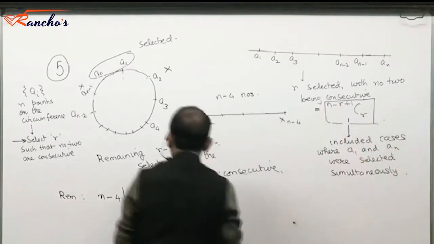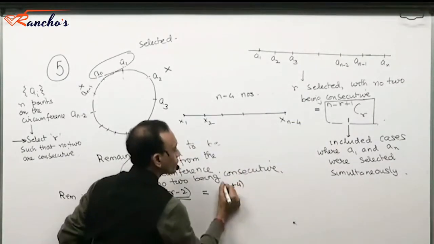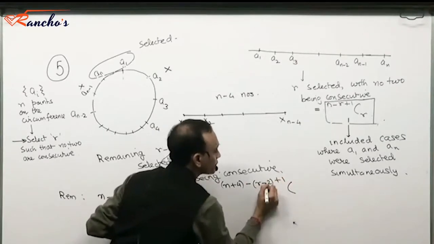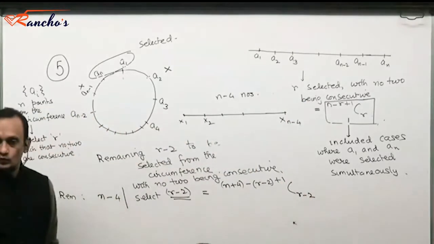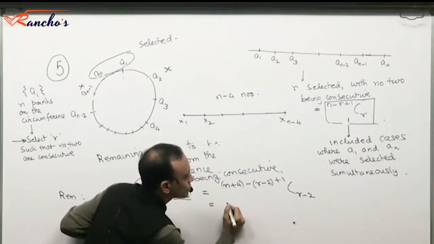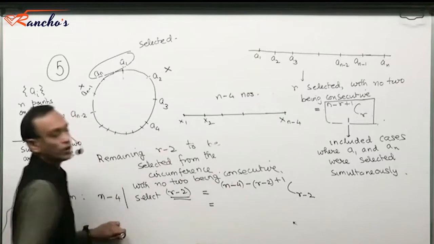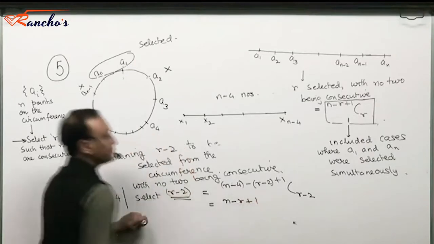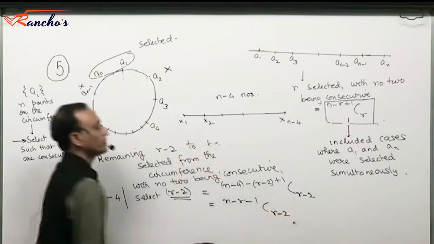That means I'll use this formula itself, except that n will become n minus 4, r will become r minus 2. Yes or no? So the number of ways with no 2 being consecutive would be n minus 4 minus r plus 2 plus 1, I'm sorry, r minus 2. R becomes r minus 2, C r minus 2. Yes or no? So this is how much? This is n minus 4, not n plus 4. So this becomes n minus r minus 1 C r minus 2, right?